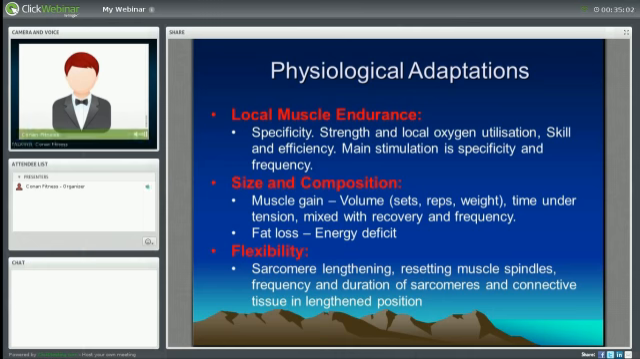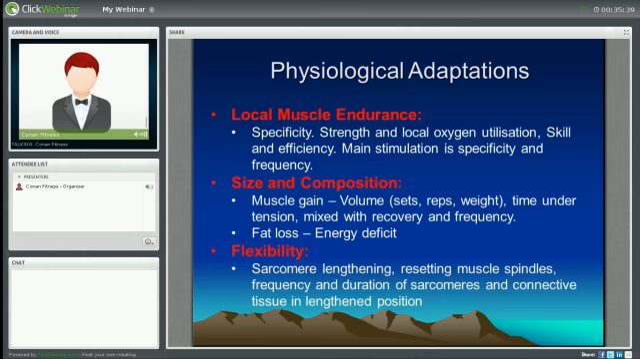Size and composition. I won't go into too much, but when it comes to size and composition, there's only really two things we're talking about. That's muscle gain and fat loss, because nothing else changes. You don't really change the size of your skeleton, for instance, and visceral organs don't change that much. The only things that really change are muscle and fat. And we say muscle gain is typically, there aren't a lot of people that want to lose muscle and gain fat. So, for the most part, it's muscle gain.